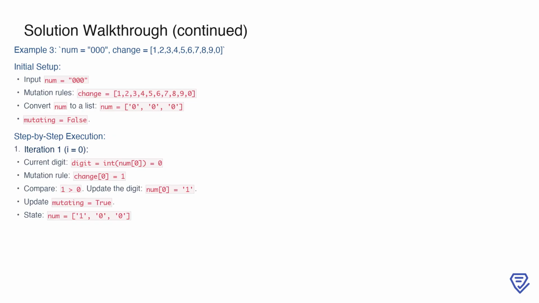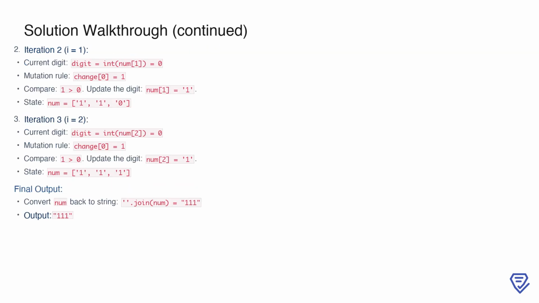During the first iteration at index 0, the current digit is 0. Referring to the mutation rules, change 0 equals 1. Since 1 is greater than 0, we update the digit at index 0 to 1 and set the mutating flag to true. The state of number is now 1, 0, 0.